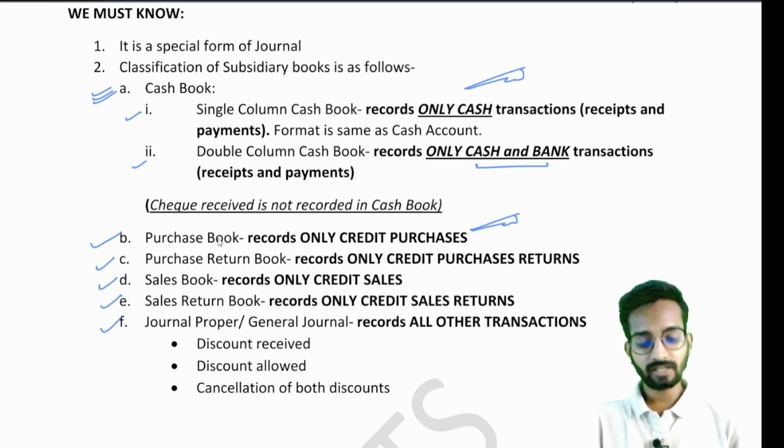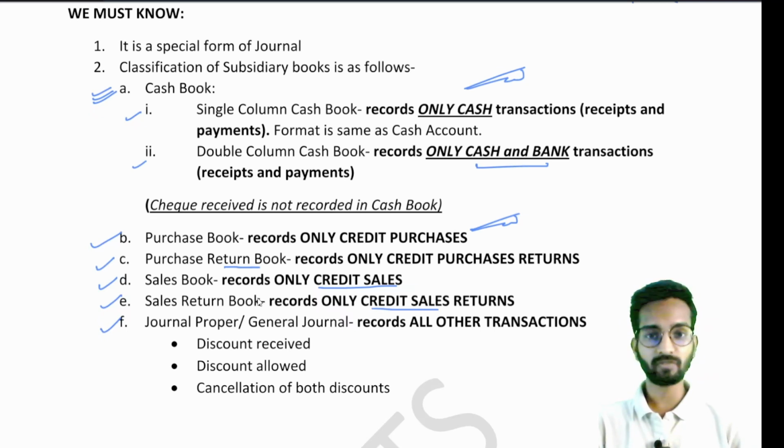Like that only. If there is purchase return, then purchase return book. After that, if only credit sales are there, then we will record them in sales book. But any credit sales return will be recorded in sales return. Sir, what if we sold in cash and then we get the sales return? See, if you sold in cash and the goods are returned by our customer, you will pay the cash. Anywhere cash is coming, it means you have to record that in cash book.